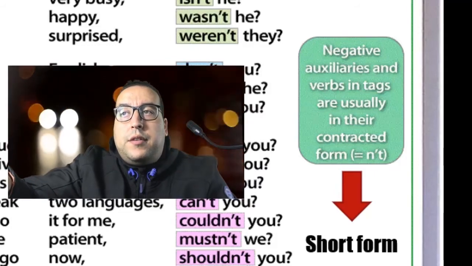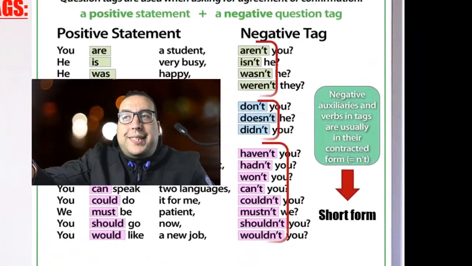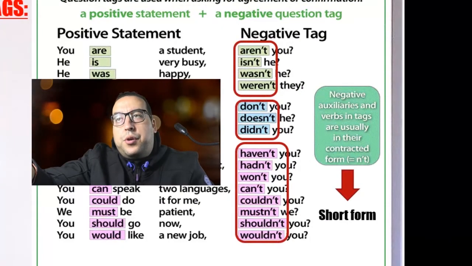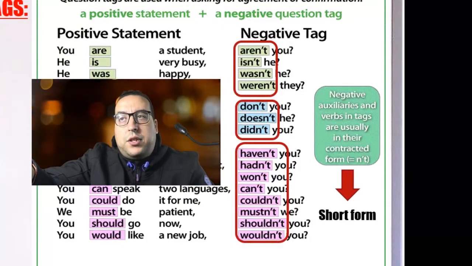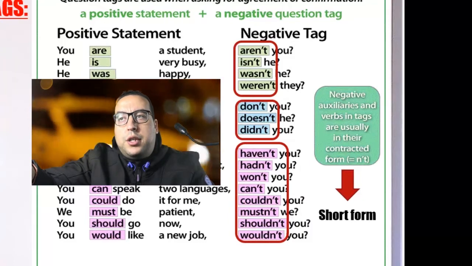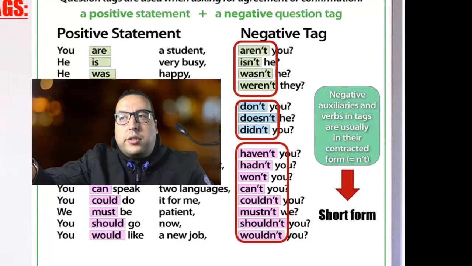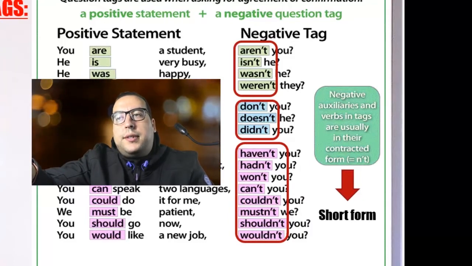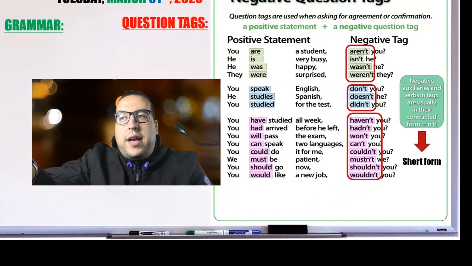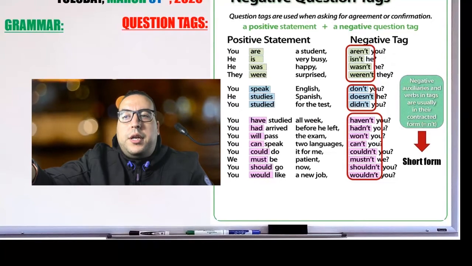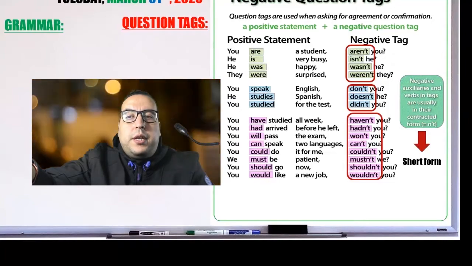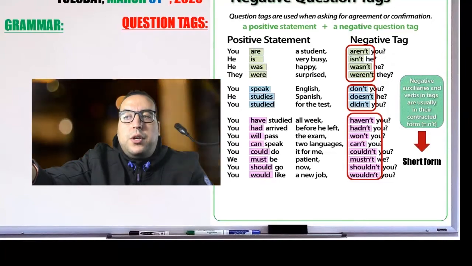You see, for instance, aren't. We don't say are not you. Aren't, isn't instead of is not. Wasn't, weren't. Don't instead of do not. Haven't instead of have not, and so on. So always we have the short form. Now we will see some exceptions, okay?